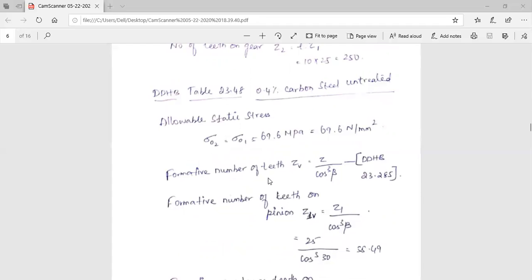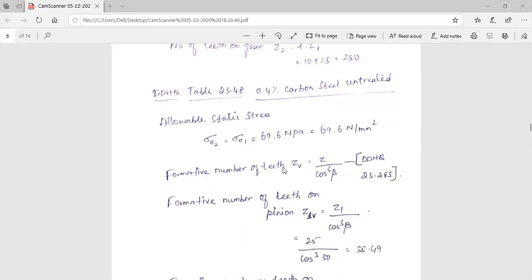After that, the formative number of teeth. The derivation is already given in the PDF notes, written in your syllabus. They gave two derivations: one is the formative number of teeth, and another one is the Lewis equation. Both derivations are important.